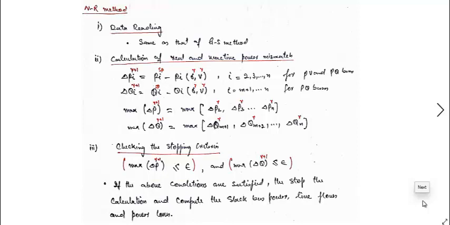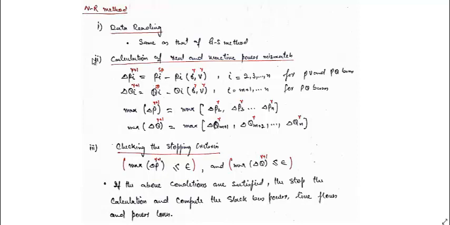In the previous class, we discussed the algorithm or summary of the Gauss-Seidel method. Today, we'll do the same for the Newton-Raphson method. That is the algorithm of the Newton-Raphson method. So the first step is the data reading, which is the same as that of the GS method.